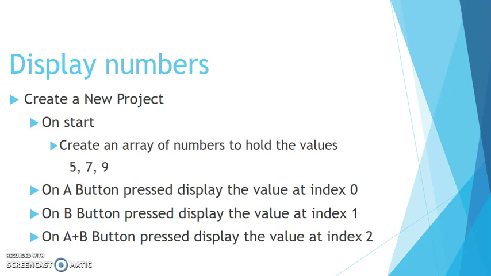We're going to create an array of numbers to hold the values 5, 7, and 9, and those are our values within the array. And then what we're going to do is, on a button pressed, we're going to display the value at index 0. Now remember, the value at index 0 is going to be our first element, which is 5. The value at index 1 will be 7, and we're going to display that when the B button is pressed. And finally, the value at index 2 is 9, and we're going to display that when the A and B buttons are pressed together. So let's go to makecode.com now and create this code.